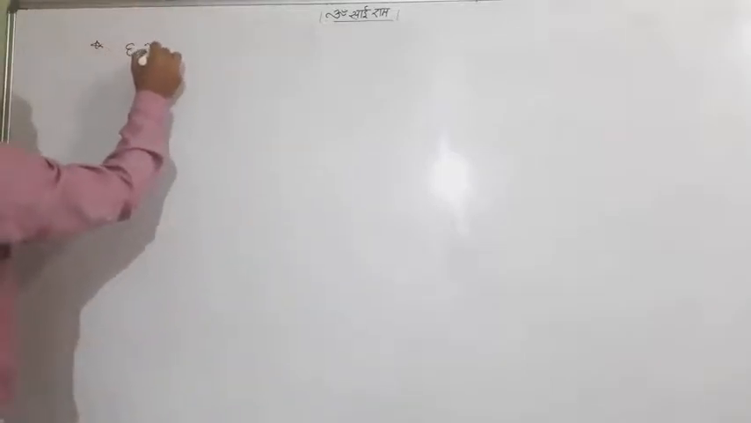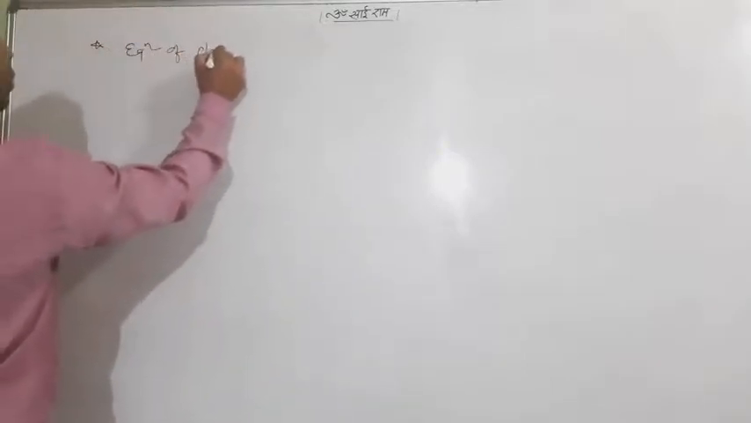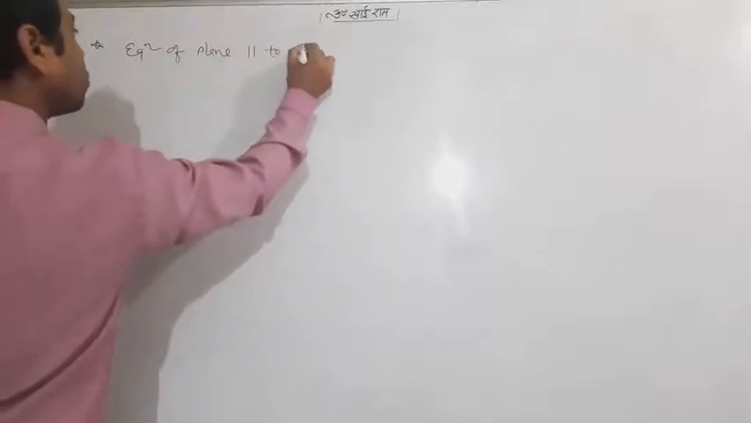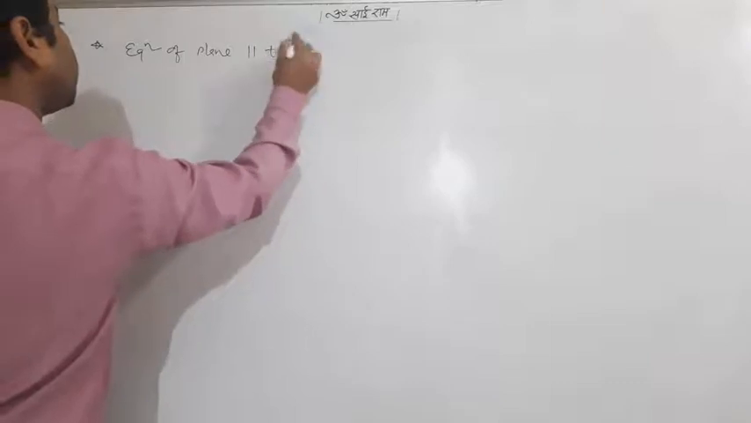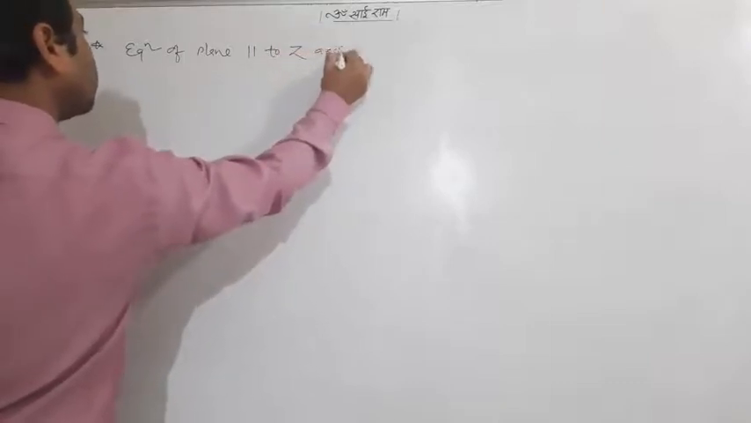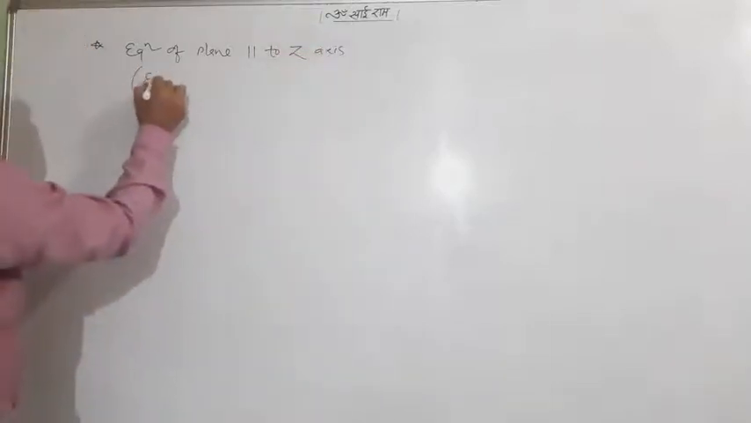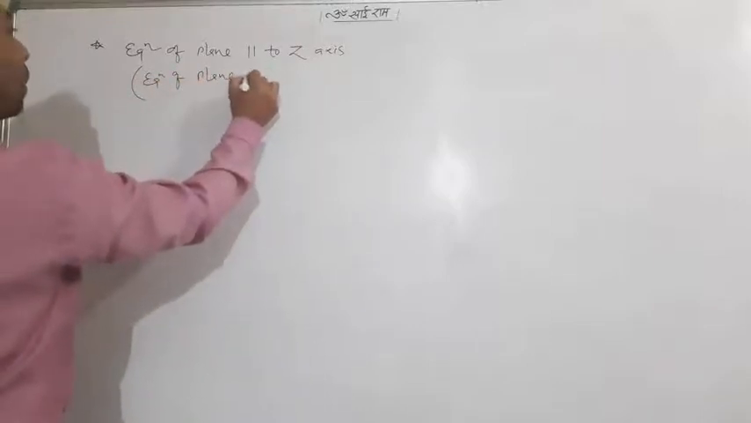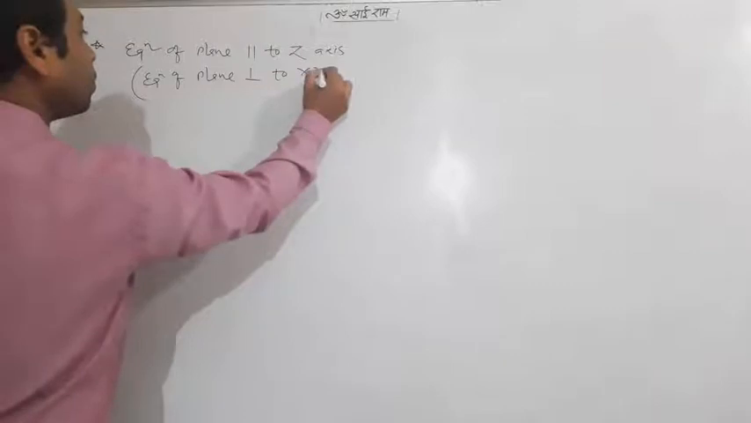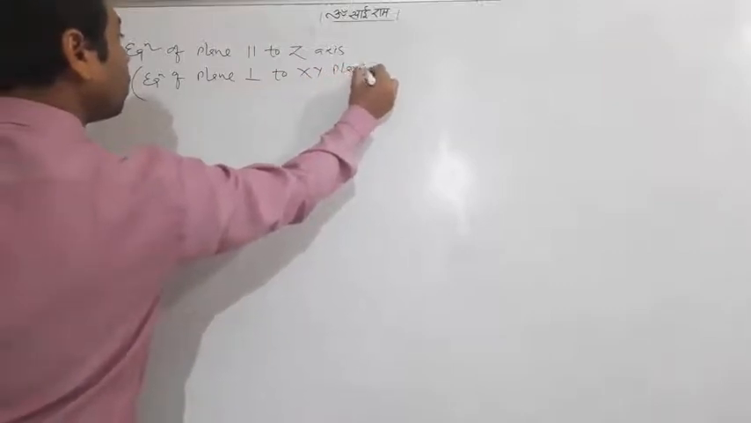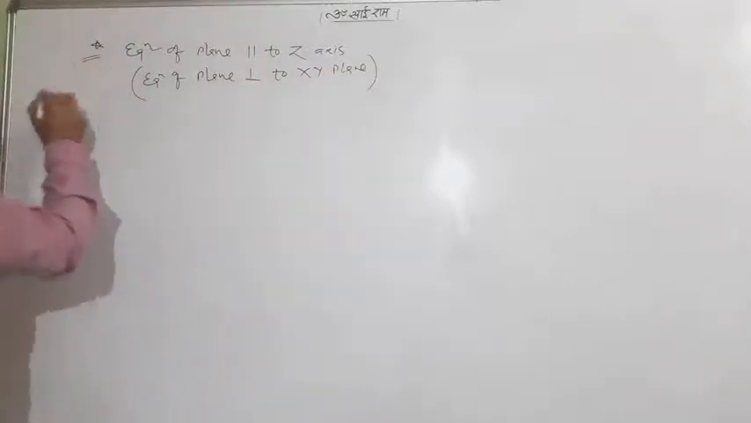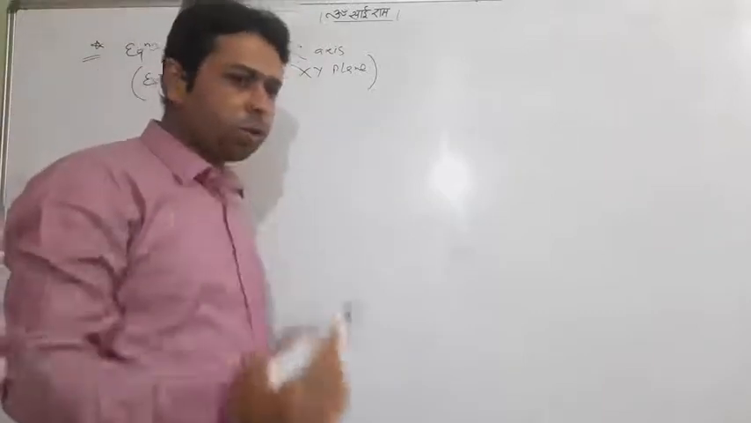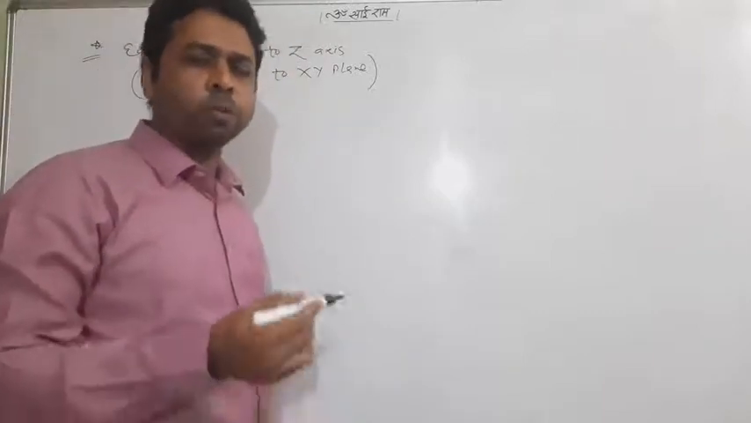This is an extra concept: the equation of a plane which is parallel to the x-axis, y-axis, or z-axis. I'm just telling you one. Suppose the z-axis. It can also be called the equation of a plane perpendicular to the xy plane. This is actually a deep concept, but if I'm teaching you, try to get all the things properly.